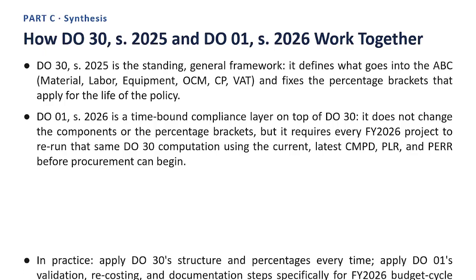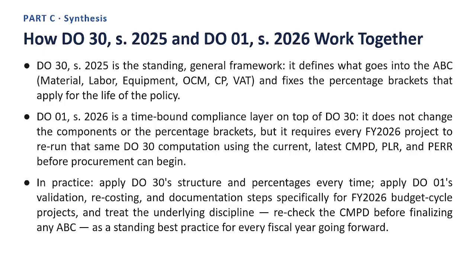Point 3. In practice, apply DO 30's structure and percentages every time. Apply DO 01's validation, recosting, and documentation steps specifically for FY 2026 budget cycle projects. And treat the underlying discipline, recheck the CMPD before finalizing any ABC, as a standing best practice for every fiscal year going forward. Taken together, these points give you the practical, working picture of how DO 30, Series 2025 and DO 01, Series 2026 work together.